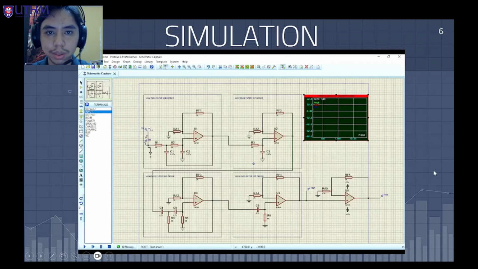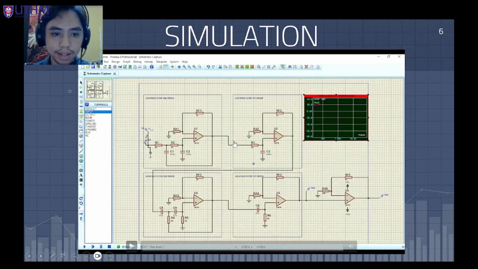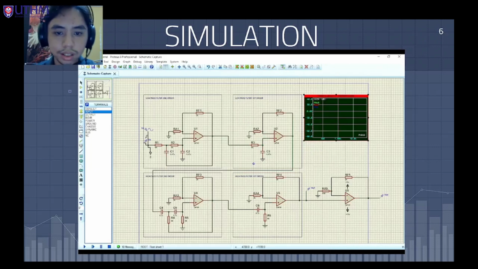Assalamualaikum warahmatullahi wabarakatuh. My name is Muhammad Isa Isham Samsudin, and I will present the simulation part of our project of ECAT. Our project consists of three specs, which are the low cutoff frequency of 500 Hz, the high cutoff frequency of 5000 Hz, and the mid gain of 90 or 40 decibel.